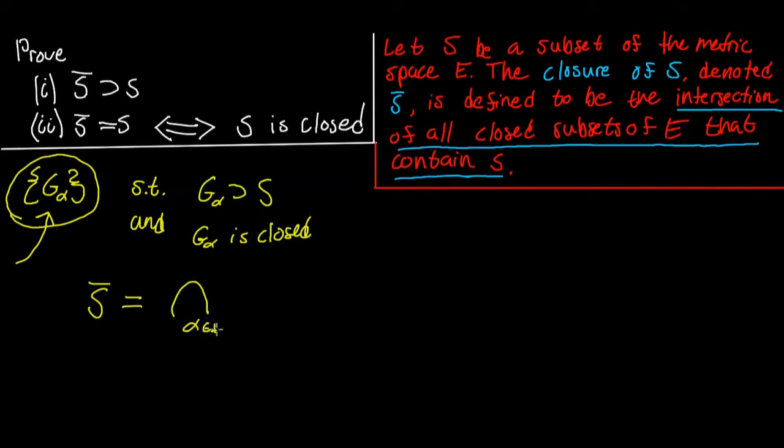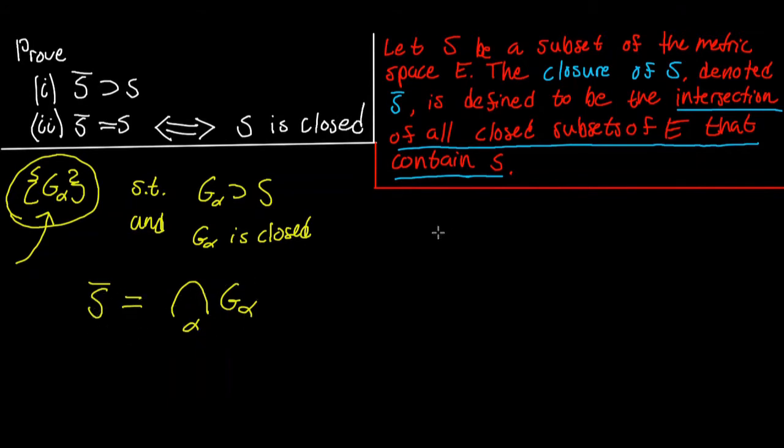A lot of times, as I've talked about in previous videos, you can say alpha in I, where I is the indexing set. This indexing set is a set of indices so that we can distinguish each of these G alphas, but some people also write it with just the alpha on the bottom. So S closure is equal to the intersection of all of these G alpha. That's helpful to note: if I have the collection of all the closed sets of the metric space E that contain S, then the intersection of all of those closed subsets is equal to the closure of S.